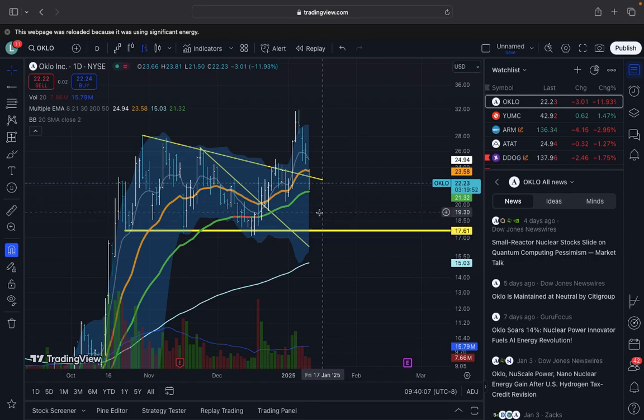$3 is a small amount, but if you're willing to risk more than that, you multiply it by the number of shares that you want. So 3 times the amount of shares you want to risk. So let's say you want to buy 5 shares. So 3 times 5 is 15. So you'll be risking $15.